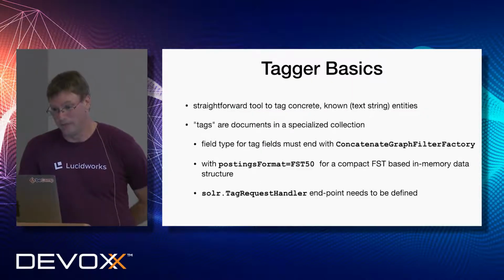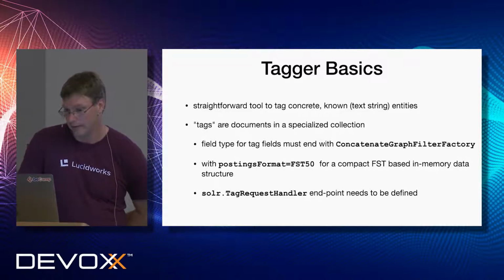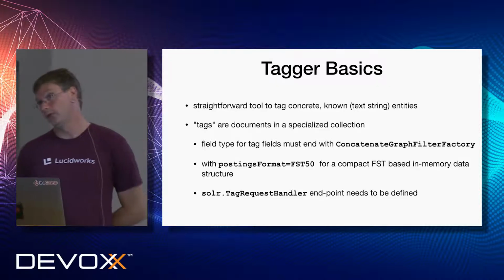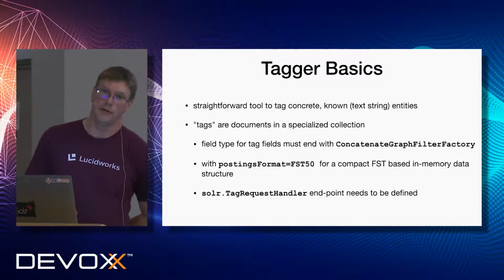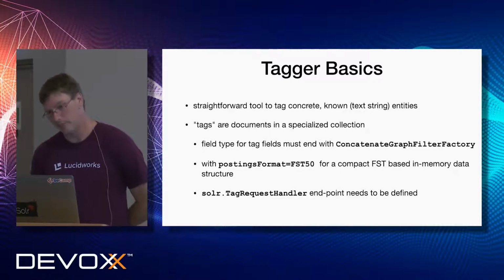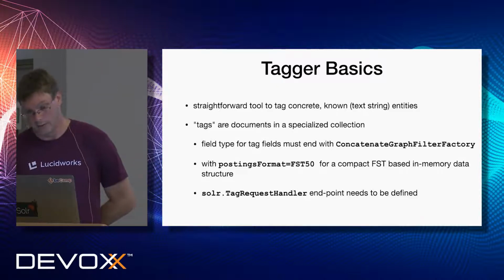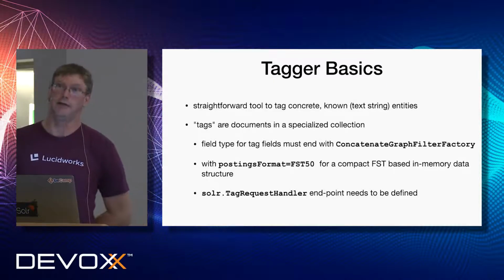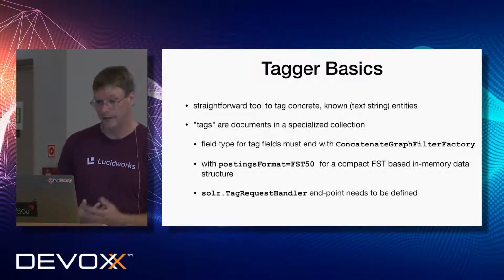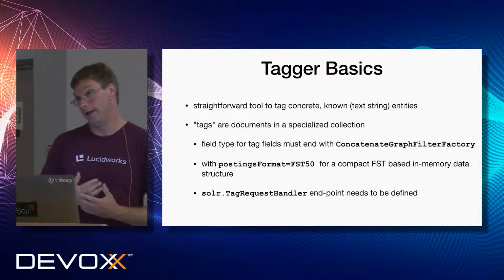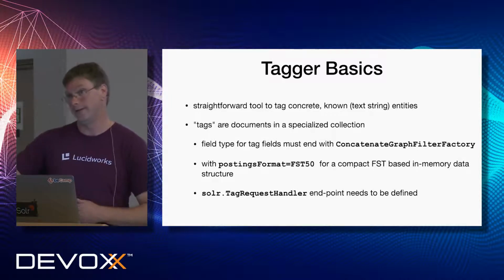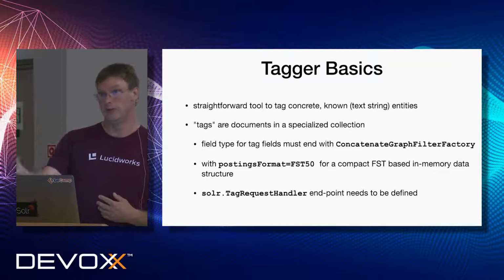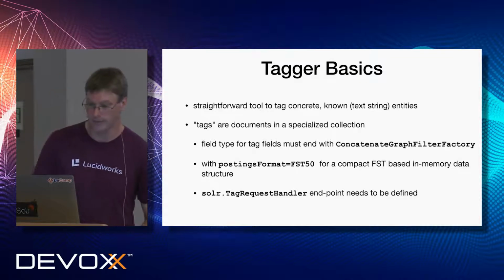So, tagger basics. This is some of the underlying configuration needed to get the tagger going. You create a collection in Solr, just a general collection, but you augment that with a special field type. This special field type concatenates all of the tokens into an FST-powered, a finite state transducer-powered, field in a compact format within the Lucene index. And then the tag request handler is the /tag endpoint. That's not registered in the out-of-the-box Solr configuration, and it requires just a simple post of JSON configuration to enable that endpoint.